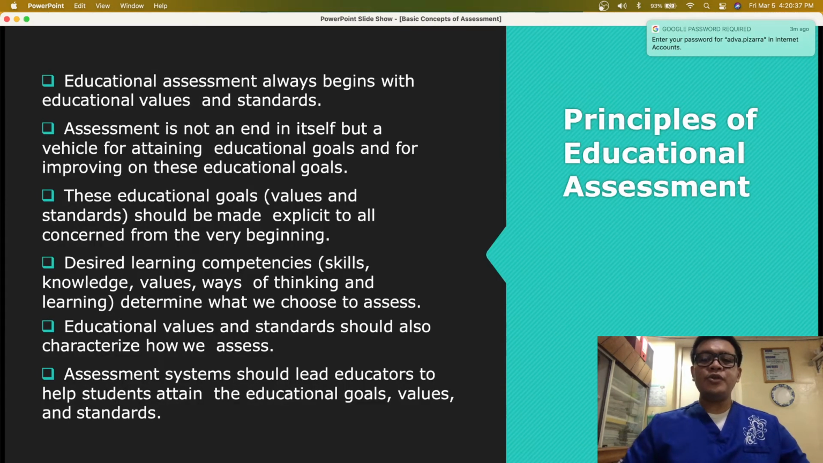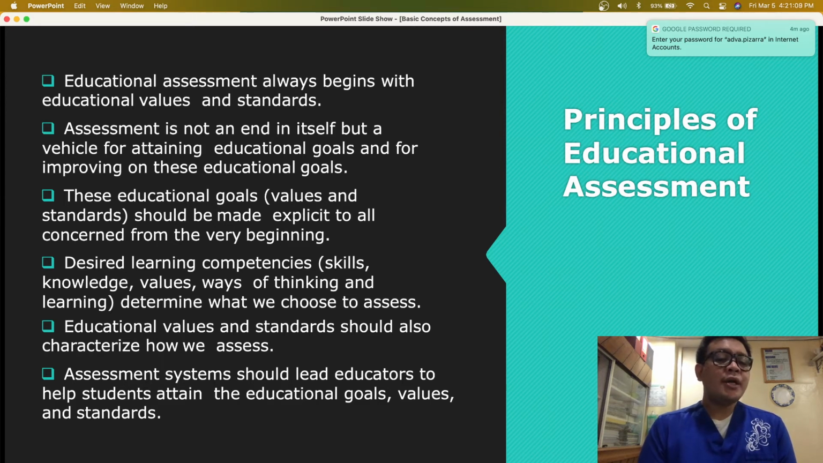So, principles of educational assessment. We have lots of principles actually, and to cite the first principle, educational assessment always begins with educational values and standards. Second, assessment is not an end in itself, but a vehicle for attaining educational goals and for improving on these educational goals. Third, these educational goals, values, and standards should be made explicit to all concerned from the very beginning.